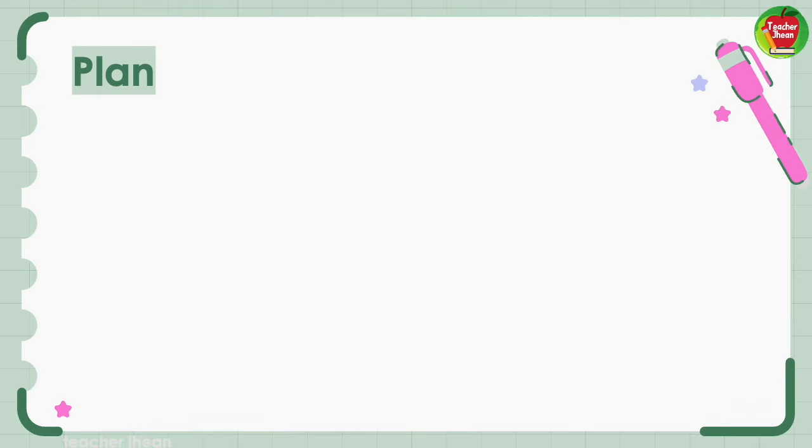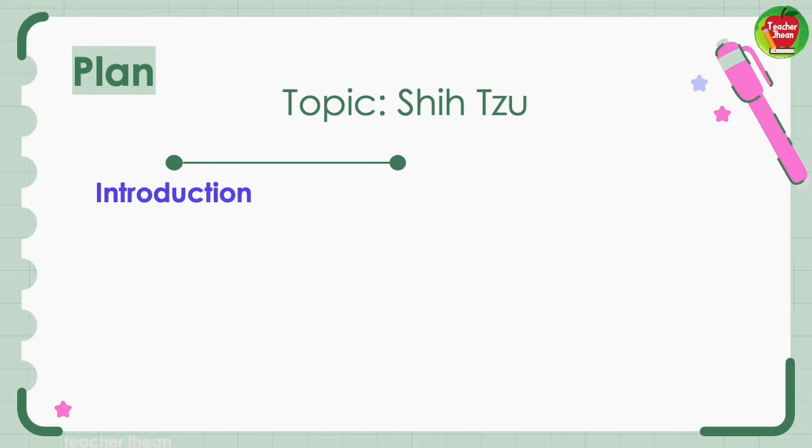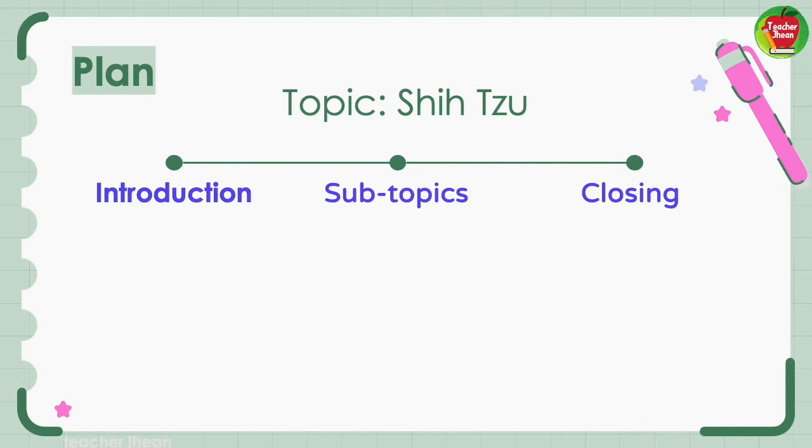Now with the plan, first you will write the introduction about the Shih Tzu, then the subtopics, and each will have its own section. And lastly, you will write about the closing. So now you're ready to write. Now, you already have a plan for writing about Shih Tzu. You're now ready to write your introduction.